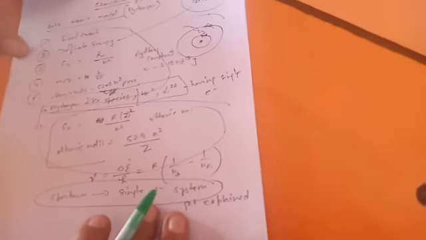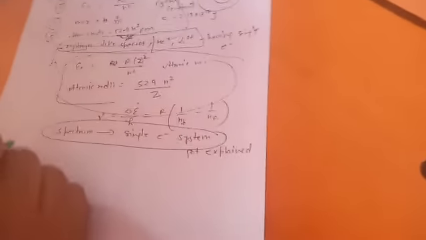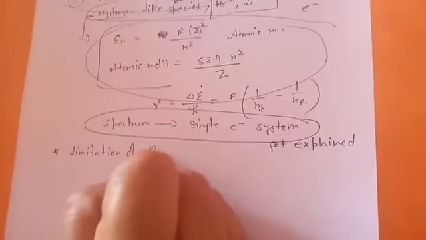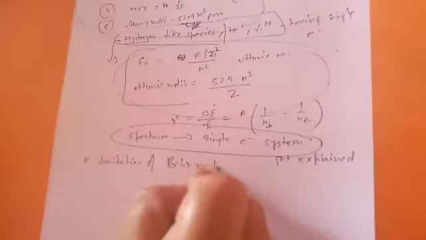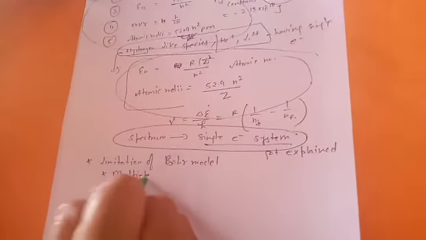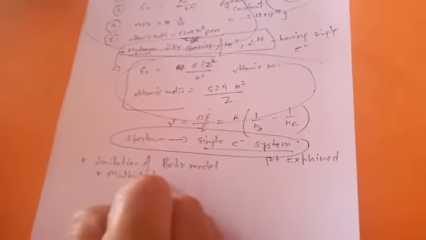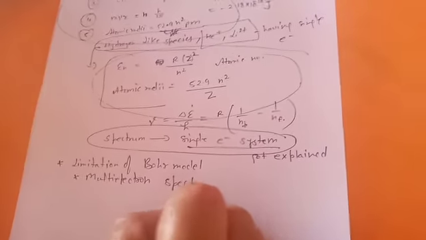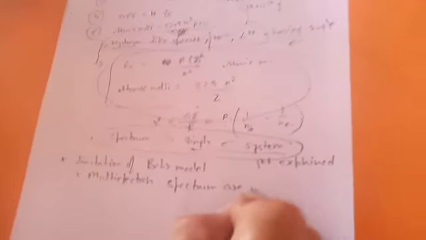But this is the advantage of the Bohr model, and still there are limitations. What are the limitations of the Bohr model? A single electron system gets explained, but atoms contain multiple electrons, so multi-electron spectra are not explained.